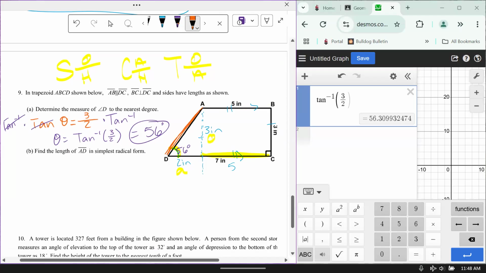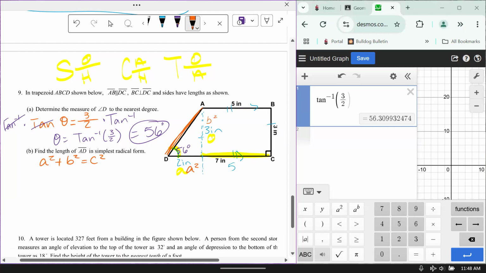In the simplest radical form. Okay, now we could use our 56 degrees, or we could just use our Pythagorean theorem. So a squared plus b squared equals c squared. In this case, 2 is a squared, 3 could be b squared. If you switch those, it does not matter.